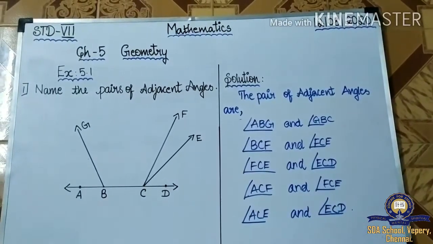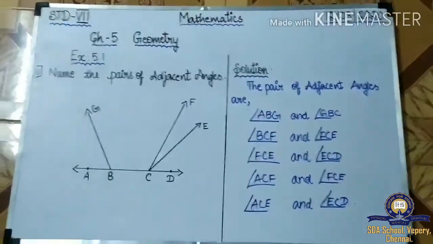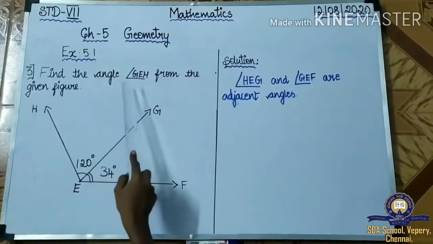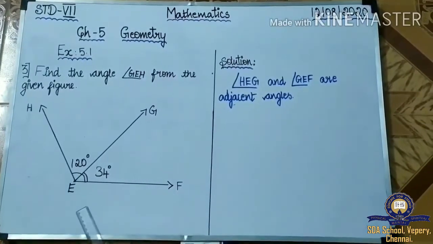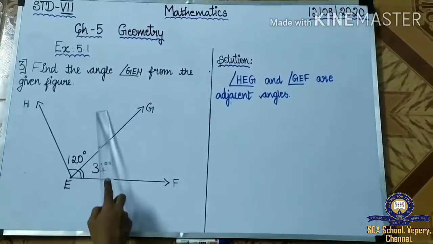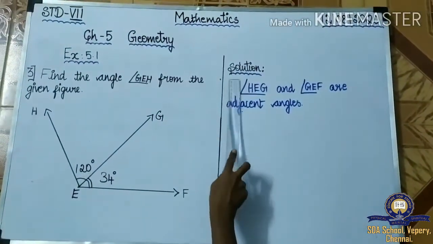Are you clear, students? This is a pair of adjacent angles. Let's move on to our third one. Find the angle GEH from the given figure. In this question, we are going to see that the unknown angle is GEH. Let's move on to our solution.